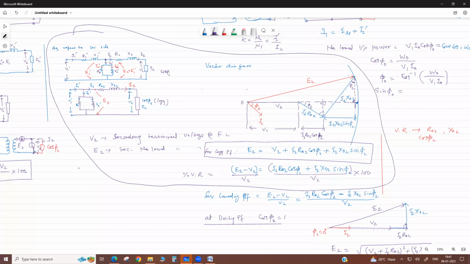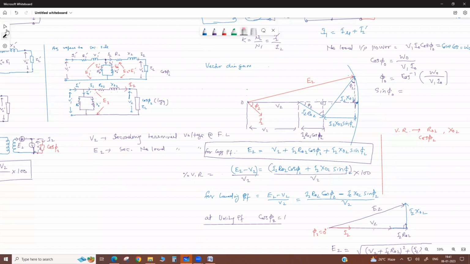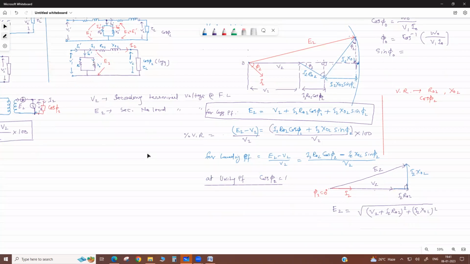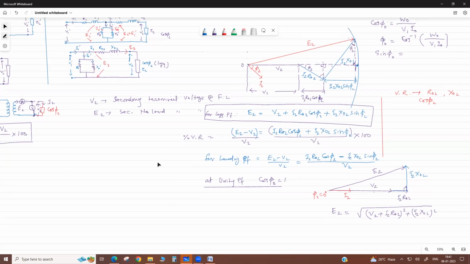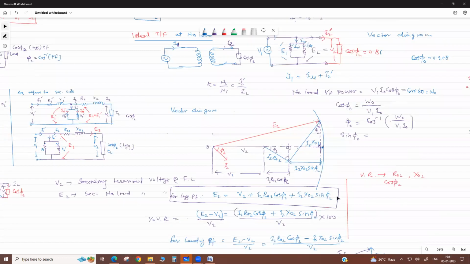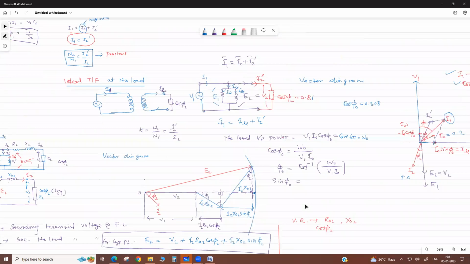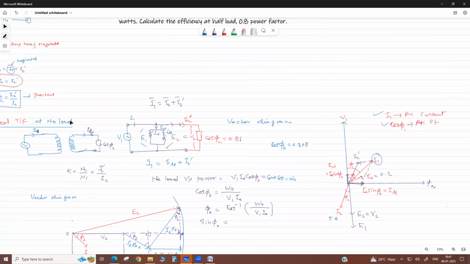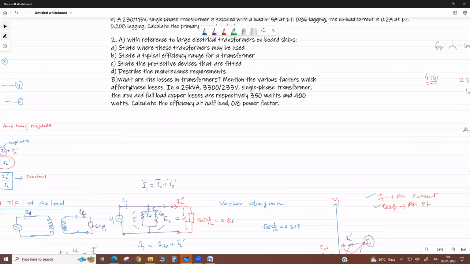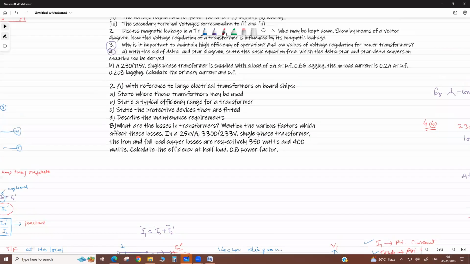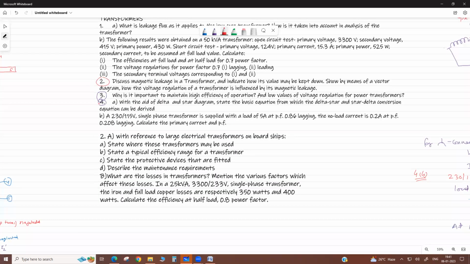Okay, dear. Due to leakage, and initially you write what is the leakage flux, then leakage reactance. This one, second, question number second. Read this.